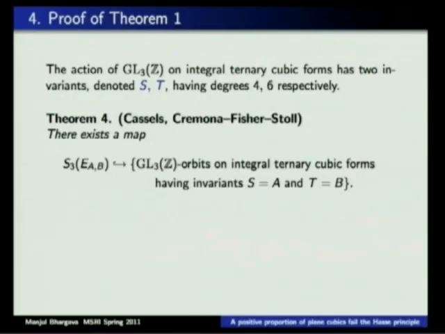So the invariants of the elliptic curve can be identified with the invariants of the ternary cubic form. That's a remarkable thing. It says that if you take the elliptic curve with invariants A and B, then you can take its 3-Selmer elements and identify them with certain orbits of ternary cubic forms having exactly those invariants, A and B. So you can view the 3-Selmer elements as a subset of ternary cubic forms where the invariants match up.